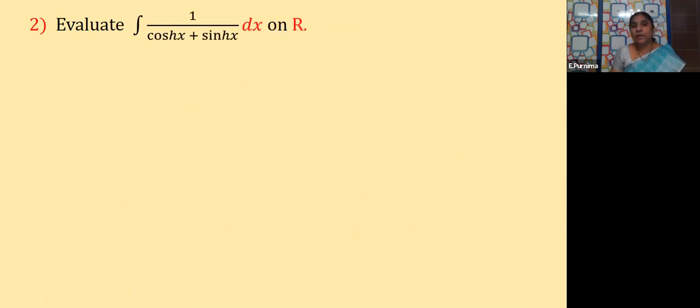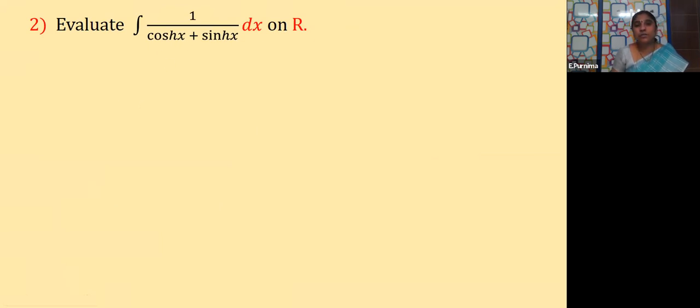Now let us see another sum, children. Evaluate 1 by cosh x plus sinh x. Children, you have to understand integration clearly, because sums have different methods. It's not like differentiation, where we do almost all the sums in a similar way, only directly applying the formula and differentiating. But integration is not like that. Each sum is solved in a different way, so you have to understand the method of solving clearly. Clear? So let us see the solution.